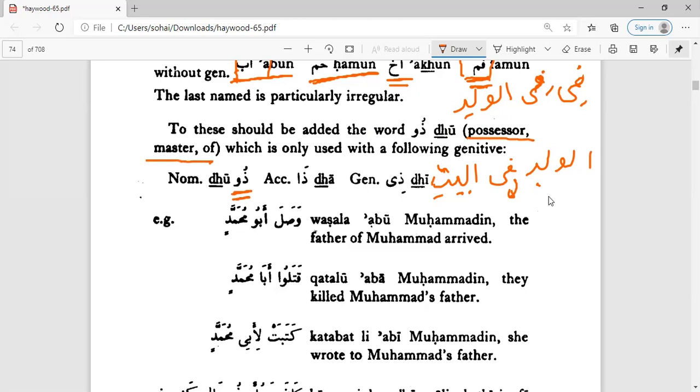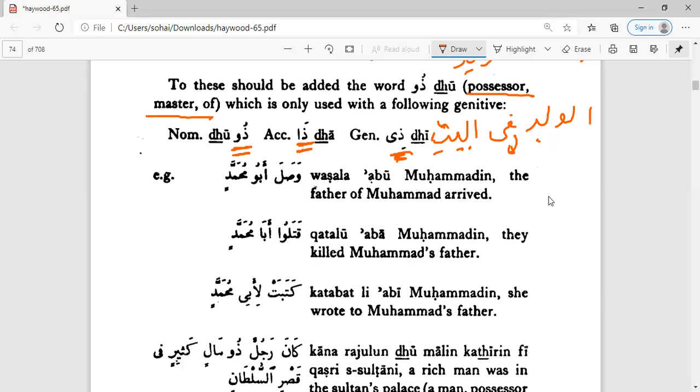And again, that's when it comes as mudaf. It comes as mudaf. So it's zu in the nominative case, za in the accusative case, and zi in the genitive case. So zu nominative, za accusative, and zi genitive.